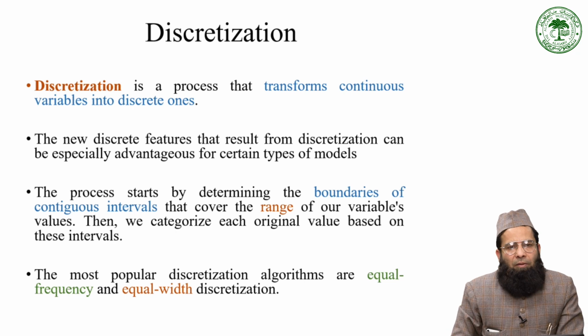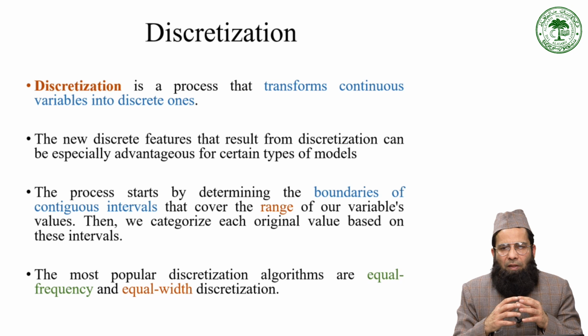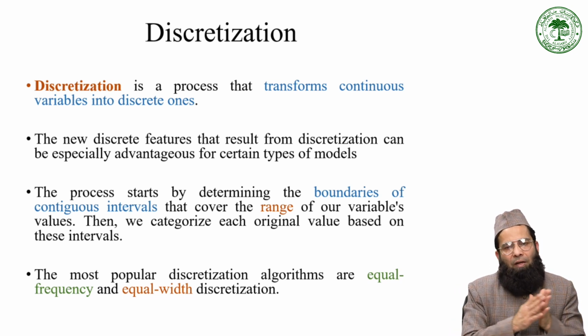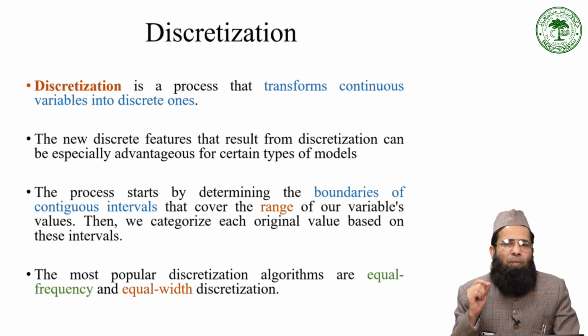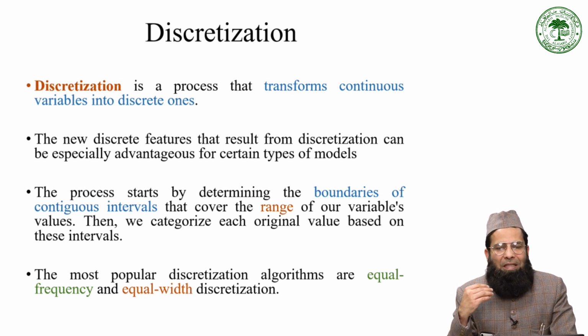Now we'll see the discretization technique. Discretization is a process that transforms continuous variables into discrete ones, or you could say I'm trying to convert numerical values to categorical data. So that is the discrete one. Discretization is a powerful method, especially when we are dealing with continuous data that our model might interpret better if it were categorical, right? The new discrete features that result from discretization can be especially advantageous for certain types of models. For instance, decision trees and naive-Bayes classifiers often perform better with discrete values.